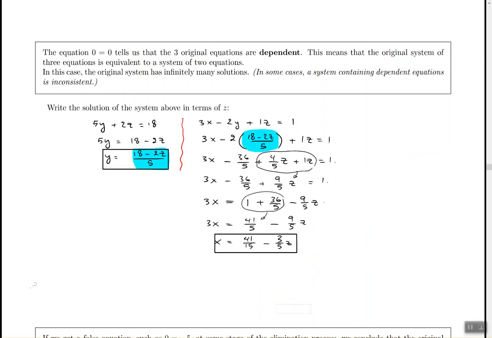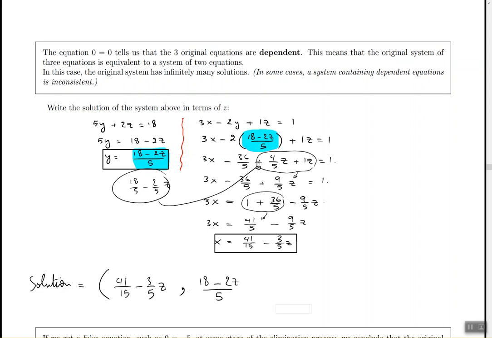Okay, so now to write down the solution. In the past, we would write 3 numbers with parentheses and then we would finish. This time though, it's a little bit different. It's going to be three numbers, except the first number is going to be the x, which is 41 over 15 minus 3 over 5z. Then we put a comma and put the number for the y. Well, there's no number, but it's 18 minus 2z, all divided by 5, which by the way is the same thing as 18 over 5 minus 2 over 5z, and that's how I got this to turn into that when I multiplied it by negative 2.